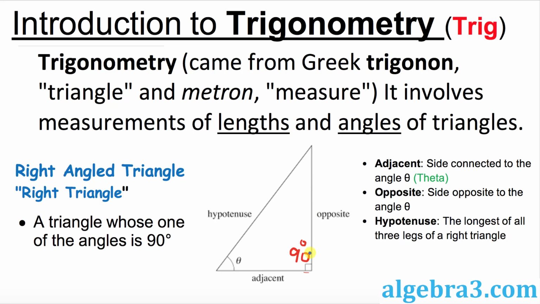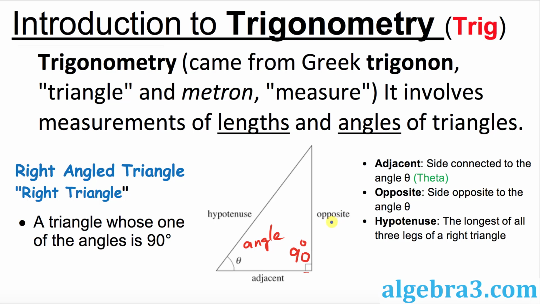This triangle has three sides, and by the way, this is the angle theta. Theta is a Greek letter, just keep that in mind. So we have three legs over here. The longest leg is called the hypotenuse. The angle theta is right up here. The side that is connected to that angle is called adjacent, and the opposite leg or side is called opposite.